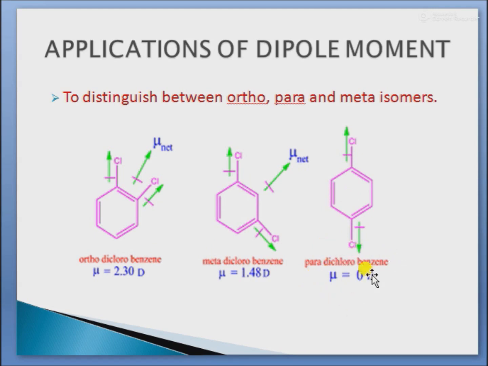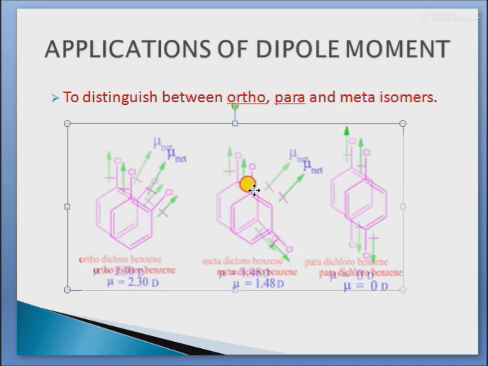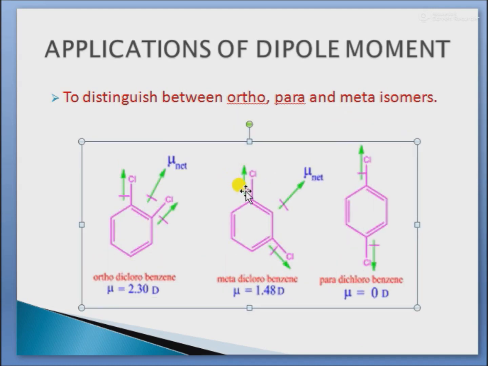In case of para dichlorobenzene, net dipole moment is 0 because chlorine atoms are attached to opposite sides of the benzene, and their dipole moments are in opposite direction, and they cancel the effect of each other. That's why their dipole moment is 0. But in case of meta dichlorobenzene, they are at some angle, and they add up to get net dipole moment.